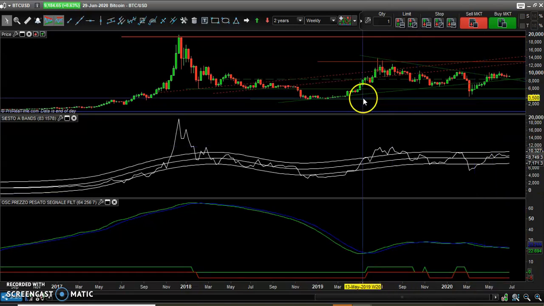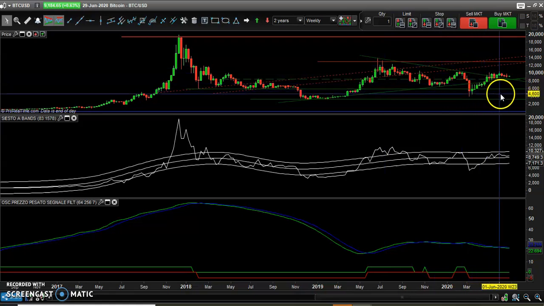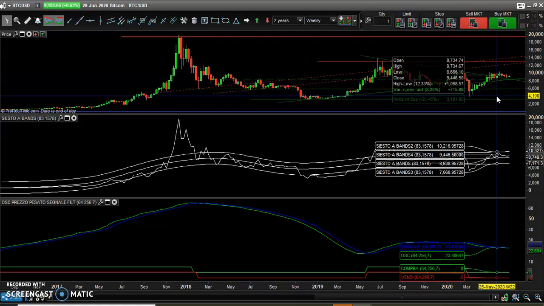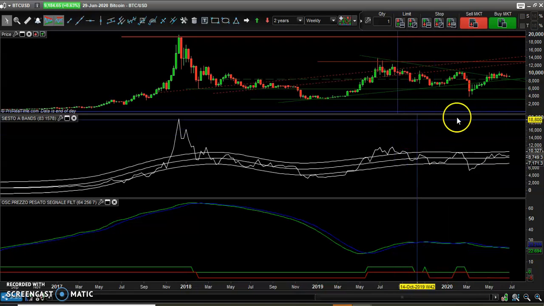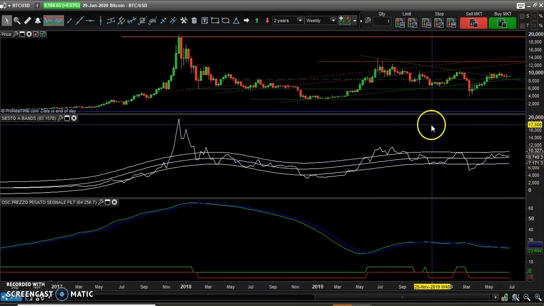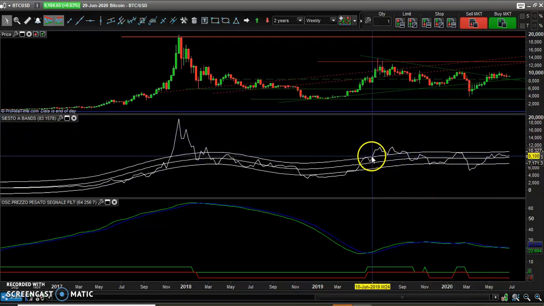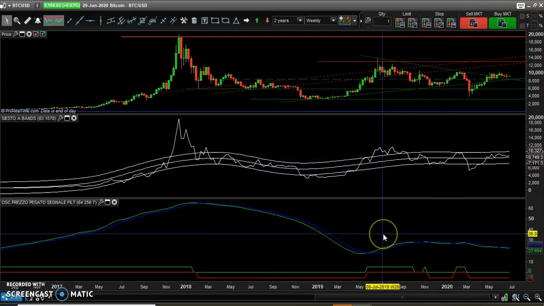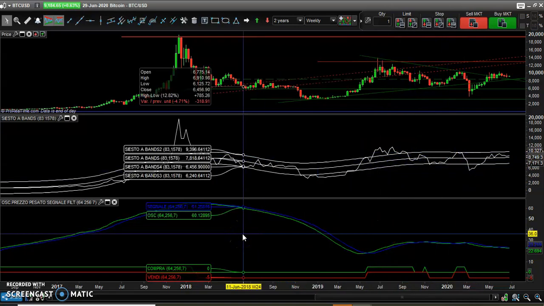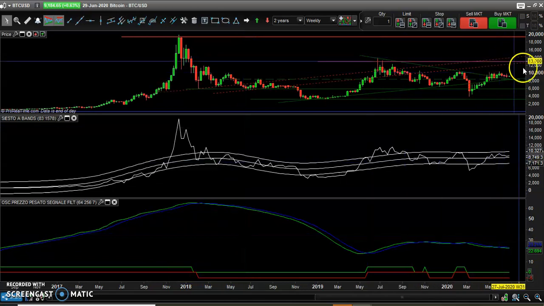In the upper section we see the price with the horizontal and oblique resistances and supports, while beneath we have the Siesto bands, which envelop most of the price action, and then in the last section we have another proprietary indicator. So let's start analyzing the price action.